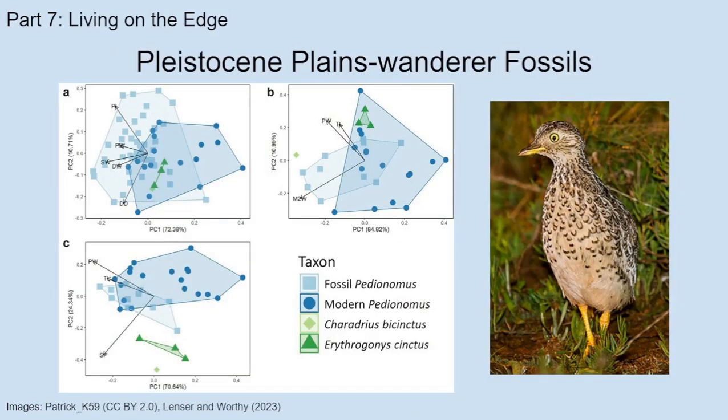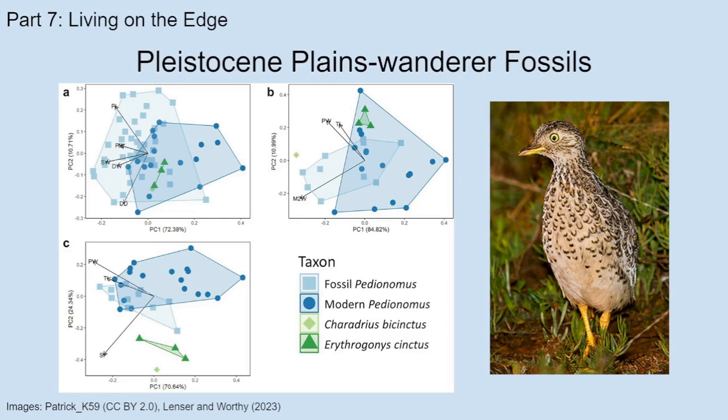Now we're going to look at some more shorebird fossils on the next slide, but these are much more recent in geologic time. These are from the Pleistocene. And so specifically, these are fossils that seem to be similar to a particular species of shorebird called the Plains Wanderer. We talked about this species in the episode, but as a refresher, this is a species of shorebird that does not live on shorelines. Today, it is only found in grassland habitats in Australia, and it is highly endangered, so there's a lot of work being done to try and conserve the Plains Wanderer.